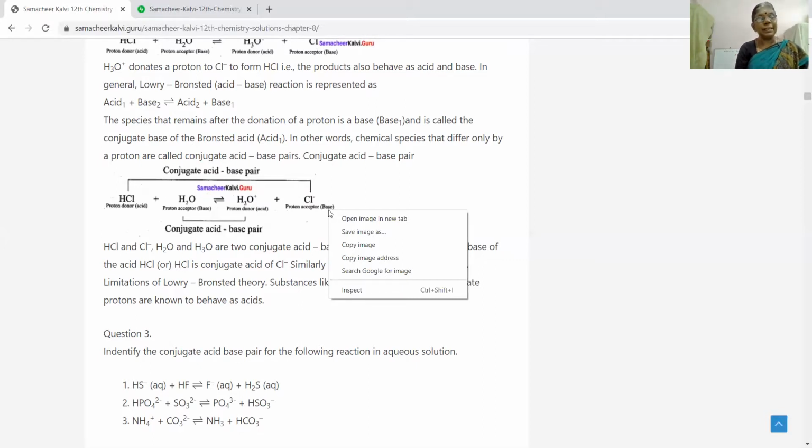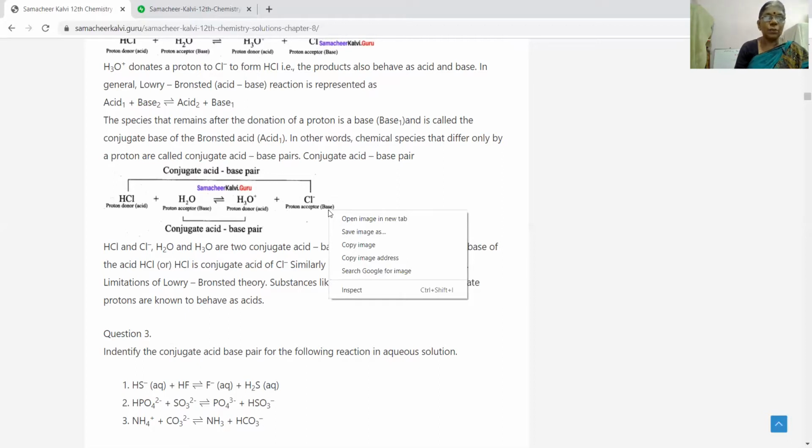In this example, it is given HCl and Cl-. One is the reactant and another one we get from the product. So HCl and Cl-, those differ by one proton. So those are called a conjugate acid and base pair. Like the same, H2O and H3O+ ion, in this also one proton differs between those two. So those two are also called a conjugate acid and base pair.